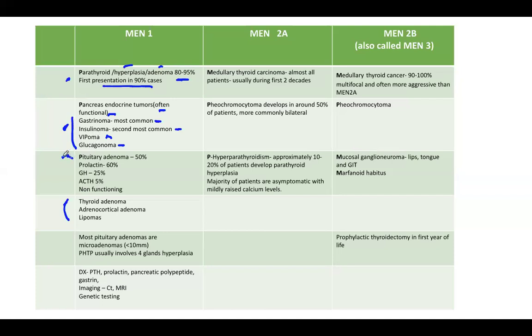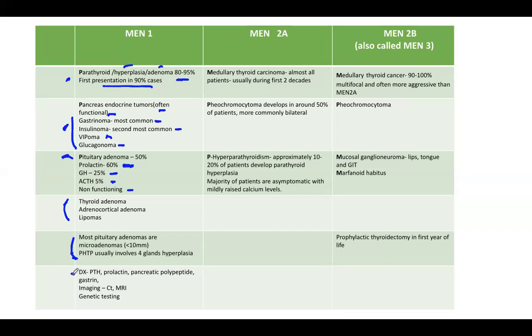pancreas. And then pituitary, also around 50% are functional tumors. Most common is prolactinoma, 60%. We know the signs and symptoms of prolactinoma in males and females. And then growth hormone and ACTH, which can lead to Cushing syndrome, and also non-functional. Most pituitary adenomas are microadenomas, but we do not need to go into it; this will be an extra point if we tell them. Then parathyroid, primary hyperparathyroidism, which involves four-gland hyperplasia.